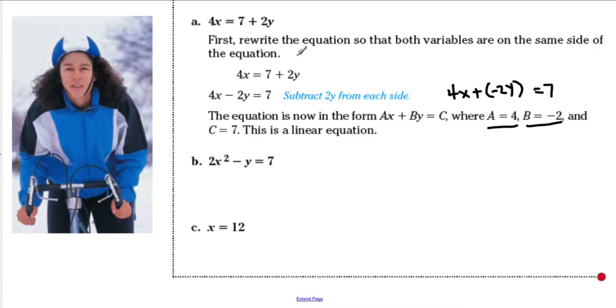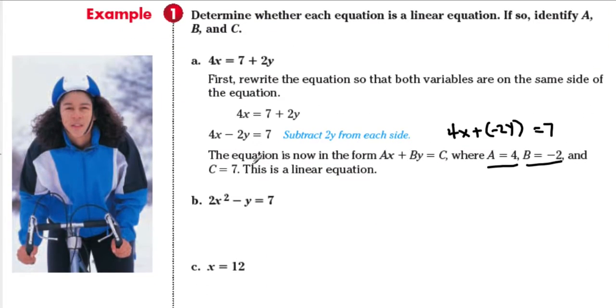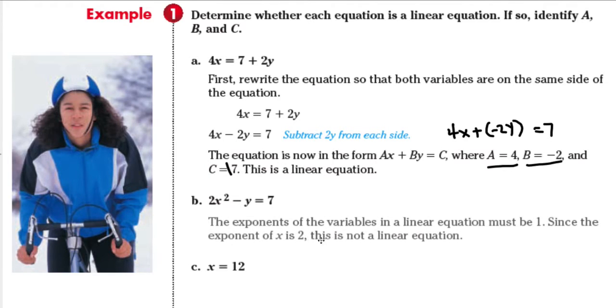Okay? And going back to the definition of a linear equation, it says that no variable has an exponent other than 1. And if you notice, all the exponents of all the variables are equal to 1. Okay? Let's take a look at letter B. If you notice, you have 2x squared, and x is raised to the second power. So the exponents of the variables in a linear equation must be 1. Since the exponent of x is 2, this is not considered to be a linear equation.